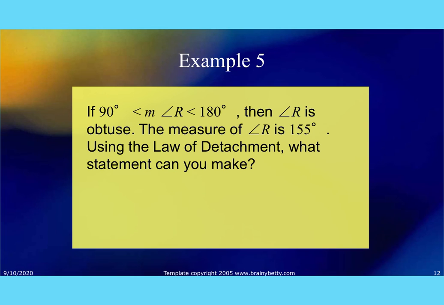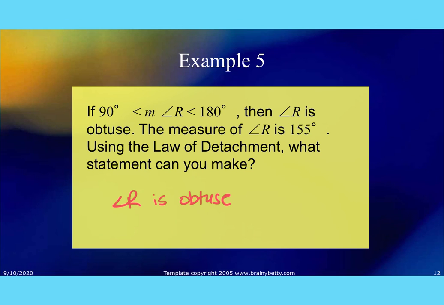And then you're given that R is 155. So what do we know about angle R? Well, I already know it's 155. What does that lead me to know about it? It's obtuse. Does that make sense? So if it's between 90 and 180, then it's obtuse, and you're given that it's in between 90 and 180. So we assume that angle R is obtuse. That's all you would have to write? Yep. And that would be law of detachment because it was just one if-then statement.